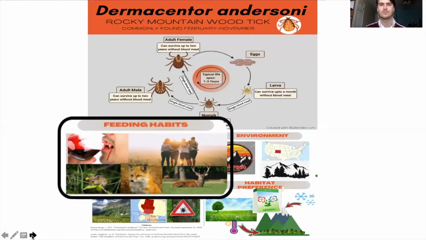And then the adult male and adult female stages are again going to size up. They don't feed exclusively on larger mammals, but they do primarily feed on larger animals. And that's going to be your deer, any mountain lions or big cats that you might find in the forest. And then also this is the life stage that is going to feed primarily on humans.